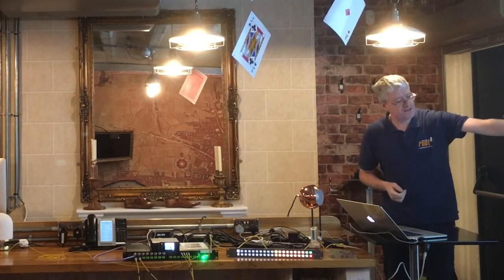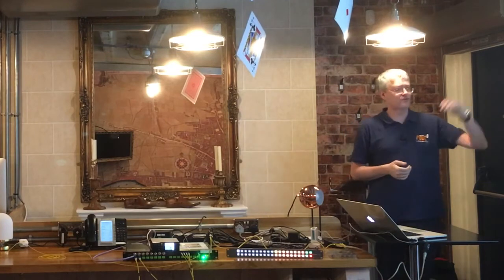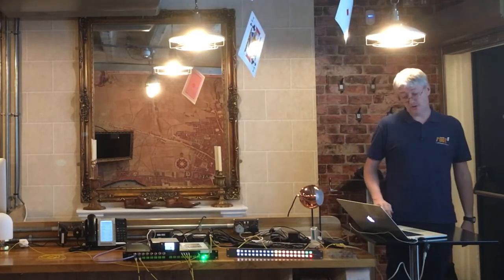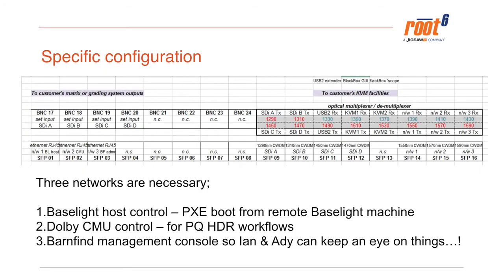A very typical set of things on the Dolby network is four 3G SDIs, three gigabit Ethernets, and some KVM signals, very typical. If you look at our planning document, that's the way we laid it out in the case of all the Dolby endpoints. You can see where we've got the wavelengths and where we've got the video SFPs, how they all lay out.